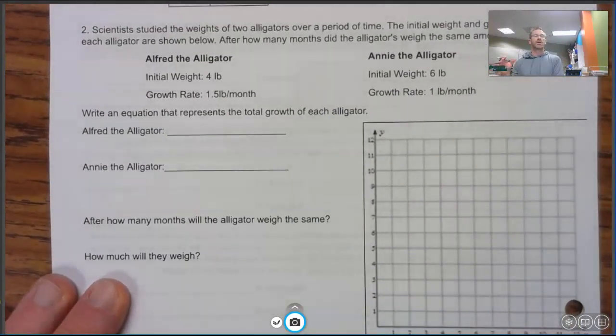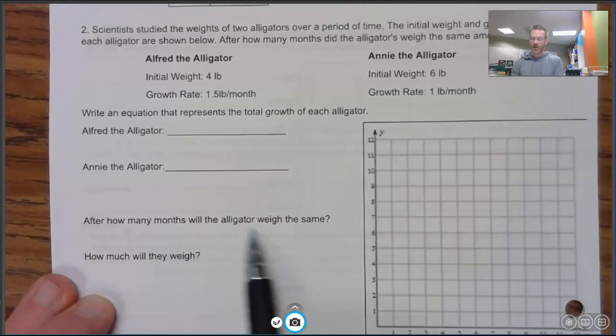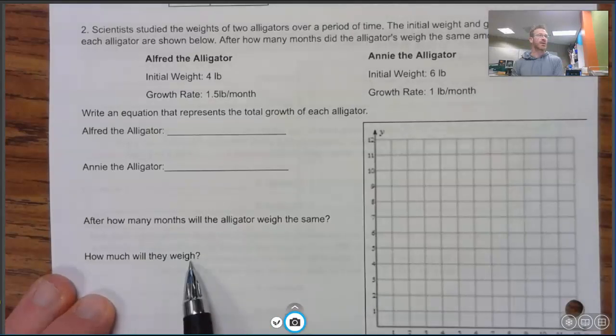And so what you're going to do is combine two skills here. You're going to combine the skills of writing your equation from context, which we did in the last unit, with graphing your lines and finding that point of intersection to find your solution. So we have two different alligators here, and we want to figure out when will the alligators weigh the same and how much will they weigh when they do weigh the same?